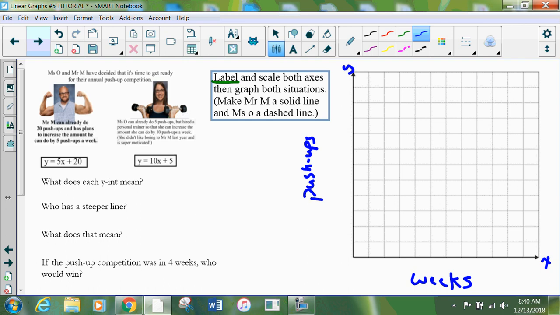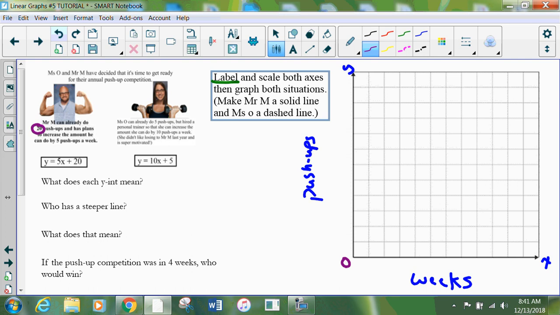And so we look to the story to give us an idea of how we want to scale. Mr. Matcher can already do 20 push-ups, so it wouldn't make sense to scale it by ones. Oh no, we would never get to 20. So that's a bad idea. We want to scale it so that we can hit 20 way before the top, because Mr. Matcher is going to increase that.